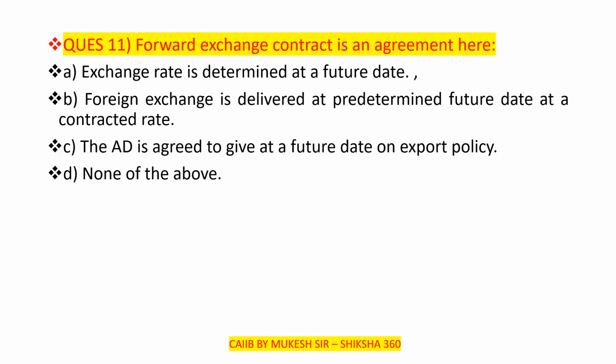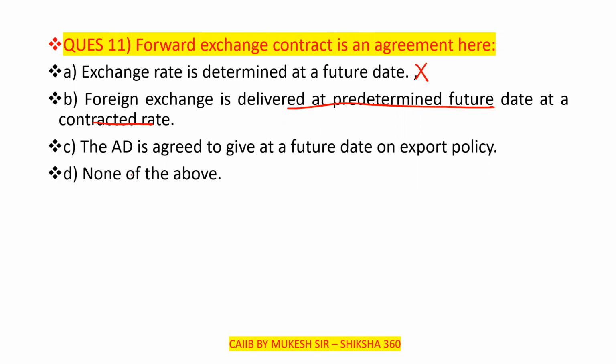We have to go through the options one by one. The first option says the exchange rate is determined at a future date. No, this is wrong. If we make the agreement today, it is for the upcoming time, like after 2 months or 3 months. We are going to purchase this much at this rate. The correct definition is that foreign exchange is delivered at a predetermined future date at a contracted rate.